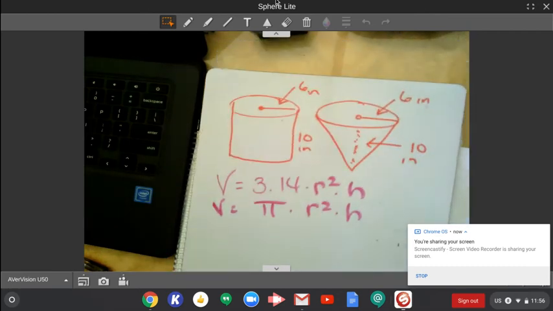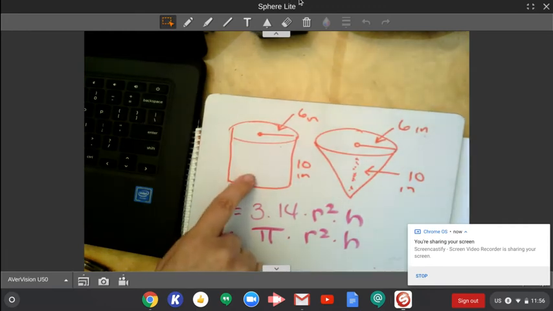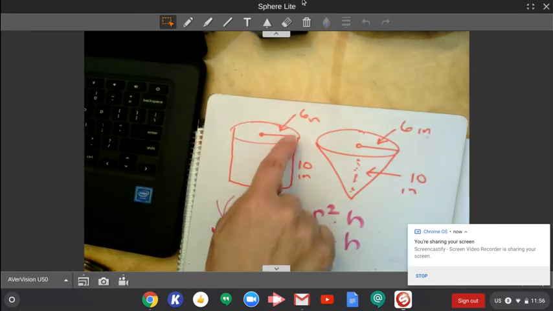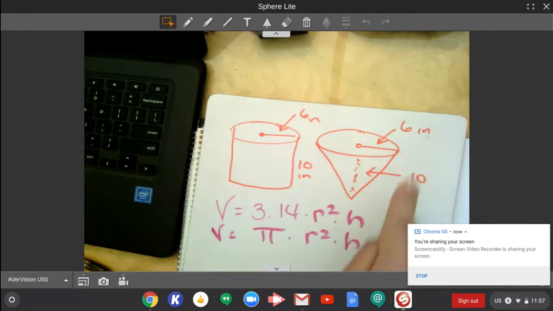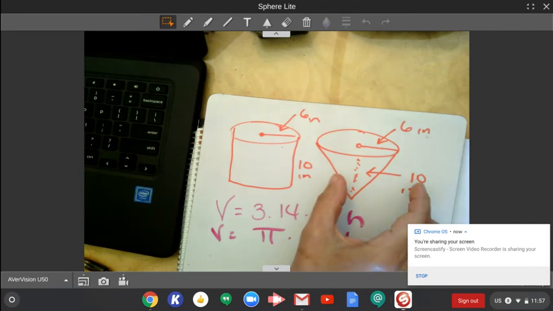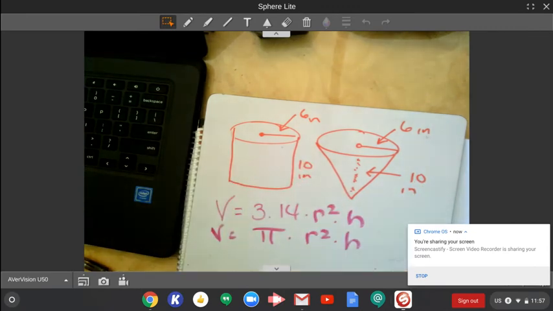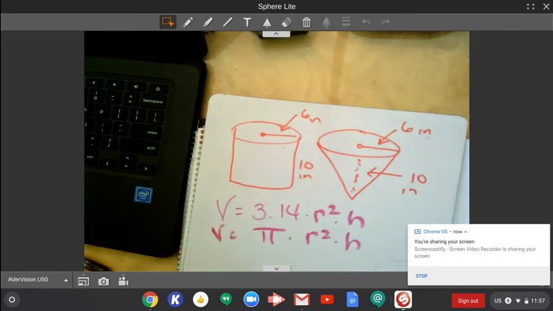Today's Monday. We're going to start working with volume of cones. If you watched the video on YouTube, you saw a demonstration, and what that's explaining is that if you have a cylinder with a radius of 6 and a height of 10, and you have a cone with the same radius and the same height, the cone is just 1/3 the volume of the cylinder. Or you can think of it this way: the cylinder is 3 times the volume of the cone with the same height and radius.